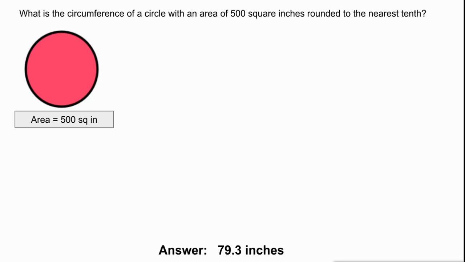Okay, the answer to that question is 79.3 inches. The circumference around that circle of 500 square inches would be 79.3 inches.